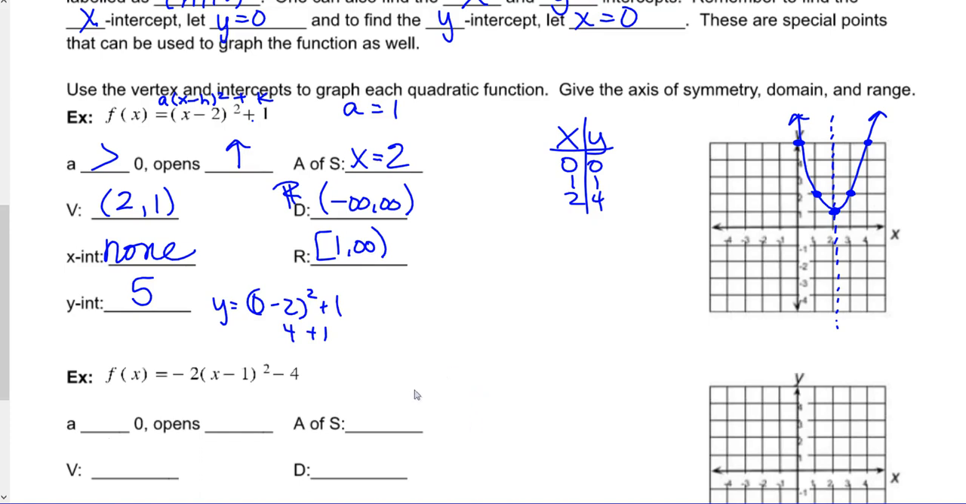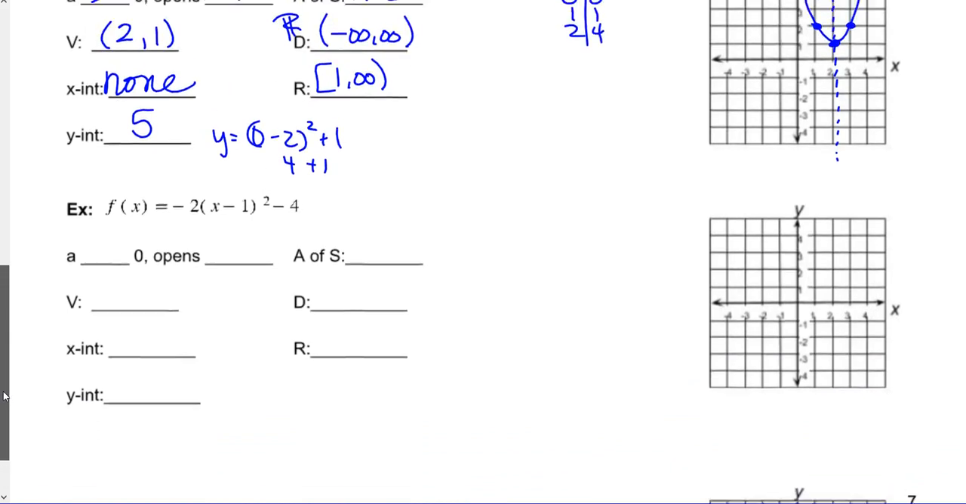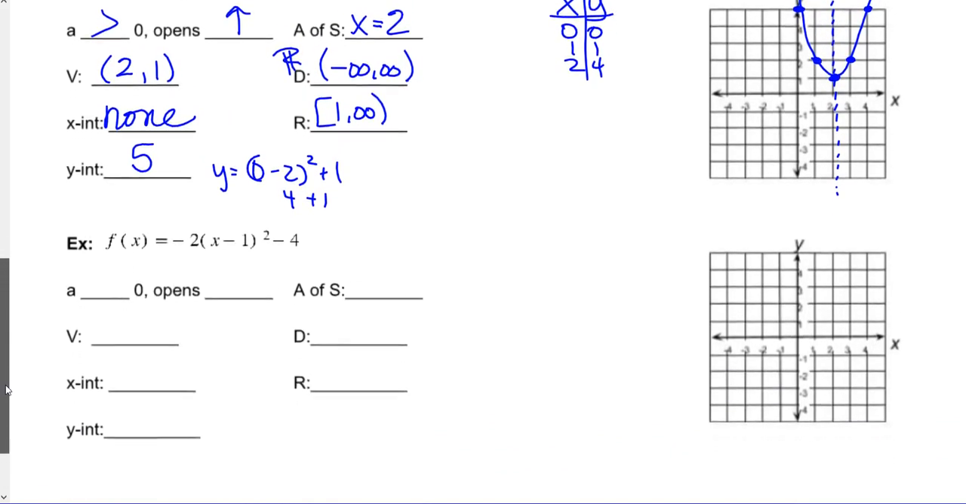So you can use the formula or the equation all day long to determine those, but you do not have to. All right, very good. That was one example, again, standard form with a equaling 1.